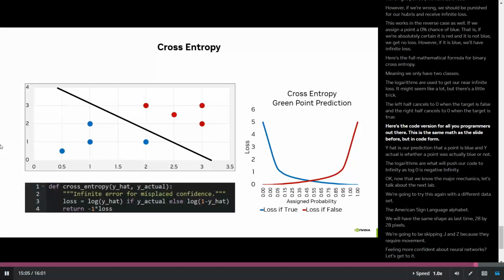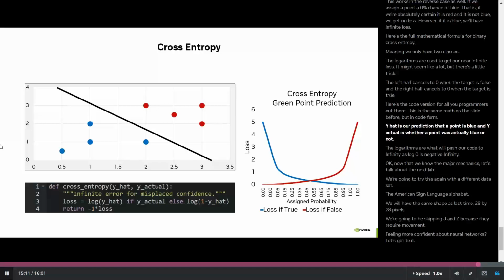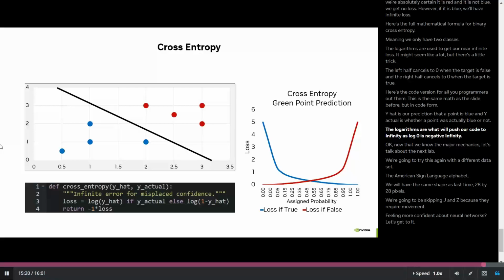Here's the code version for all you programmers out there. This is the same math as the slide before, but in code form. Y hat is our prediction that a point is blue, and Y actual is whether a point was actually blue or not. The logarithms are what will push our code to infinity, as log 0 is negative infinity.